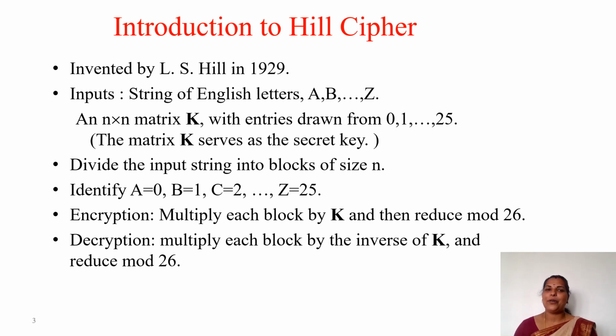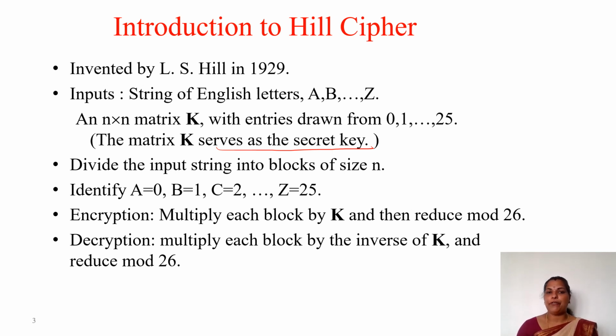Here the input to the Hill cipher is a string of English letters, A, B up to Z. We know the equivalent number for each alphabet, that is 0 to 25. Then we have an n cross n matrix K with entries drawn from 0 to 25. The matrix K serves as a secret key. For any cipher, there is a key. Here in this Hill cipher, the key is a matrix, but it is a square matrix: 2 cross 2, 3 cross 3, likewise. Based on the matrix only, we have to select the blocks in the cipher.